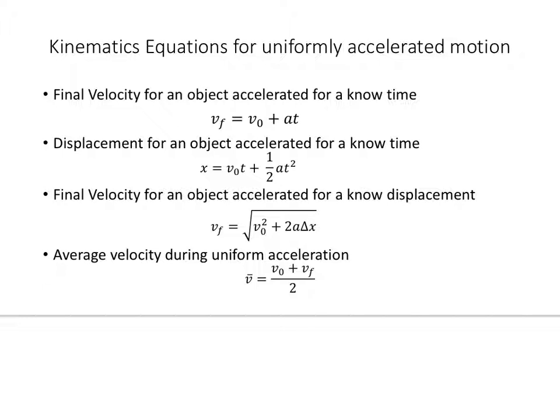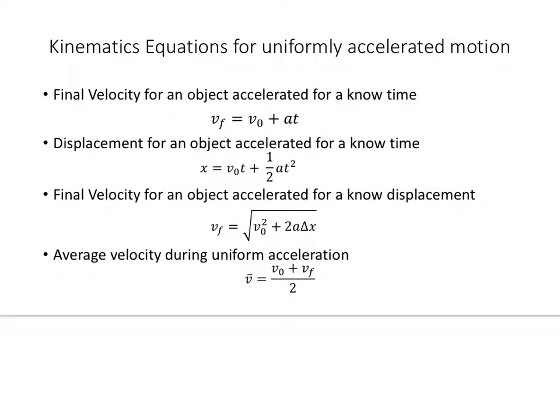Now the next one is for calculating the displacement of an object for a known time. So here's the equation. x is the displacement. It's equal to the initial velocity times the time plus 1/2 times the acceleration times the time squared. The next one is for computing the final velocity for an object accelerated for a known displacement, delta x. So that's equal to the square root of the initial velocity squared plus 2 times the acceleration times the change in displacement.